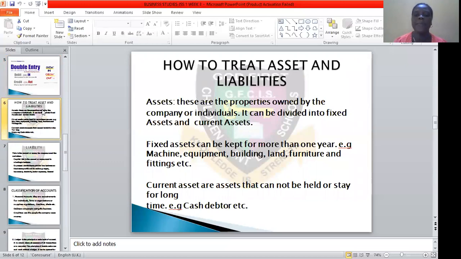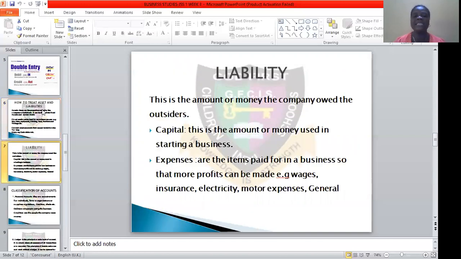And among the terms that we treated is assets. Assets are the properties owned by the company. Assets can be divided into fixed assets and current assets. Fixed assets can be kept for more than one year. Some of them are not movable, some are movable, but you can use them for a longer period of time, such as land, building, furniture, and so on. Current assets are the ones that belong to you, but you can spend them almost immediately.